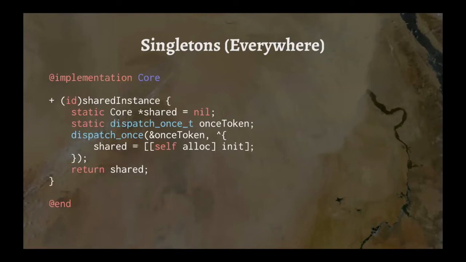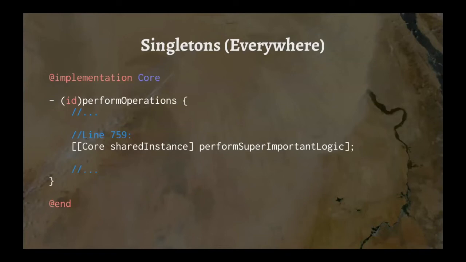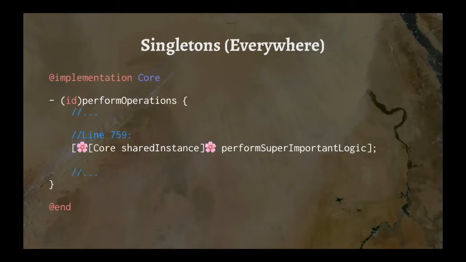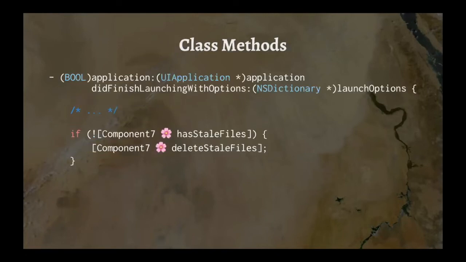In the code base, we also had this core component. And this inscription here shows how to implement a singleton in Objective-C. And this core component had a perform operations method. And somewhere in line 759, it would call its own singleton method on its own singleton. But of course, it was an instance method. So beware that such things can also happen in legacy code bases. When you're within an instance method, you should be calling a method on self, not on the singleton of the class.